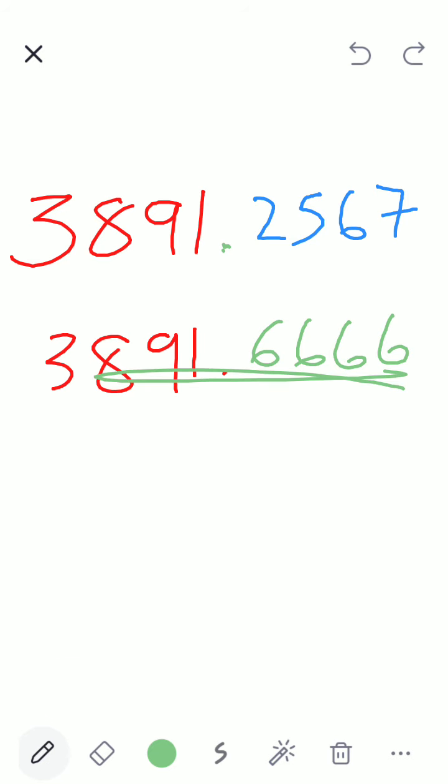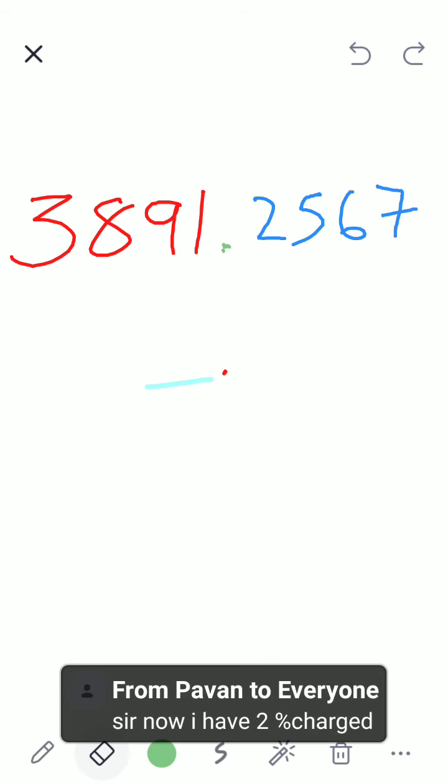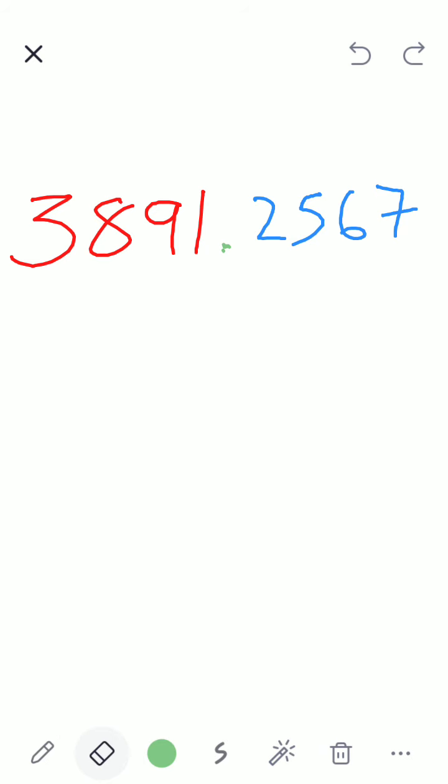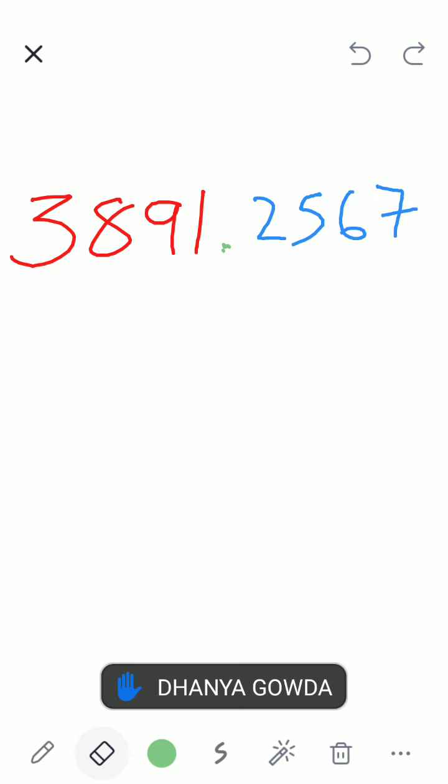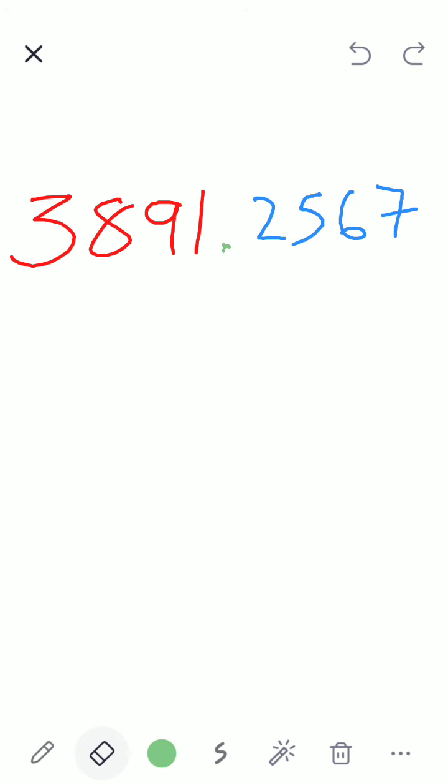Understood, Pawan? Yeah. Okay, Pawan, charge your phone, no then? Only you know. Yes, Danya.